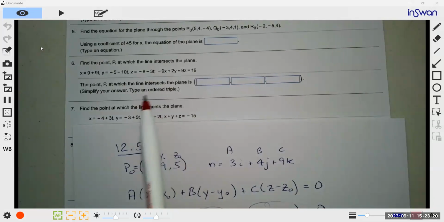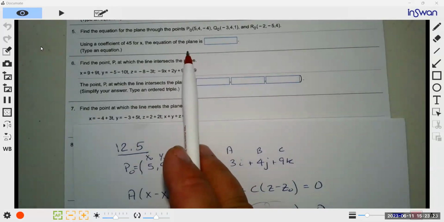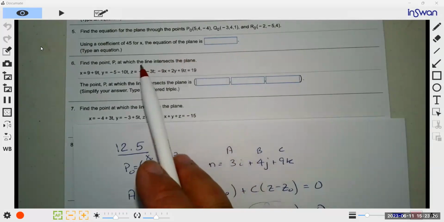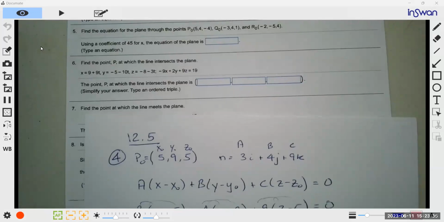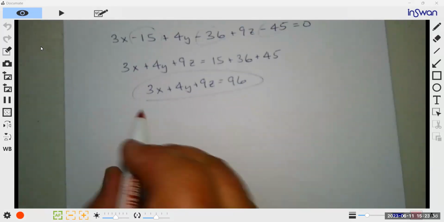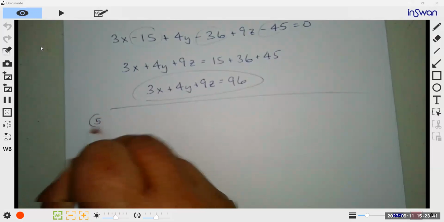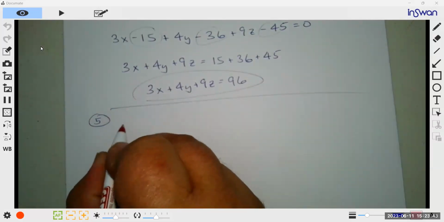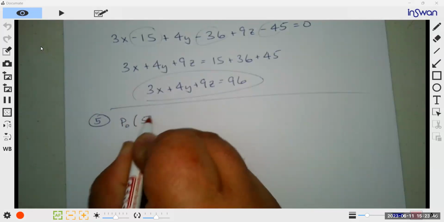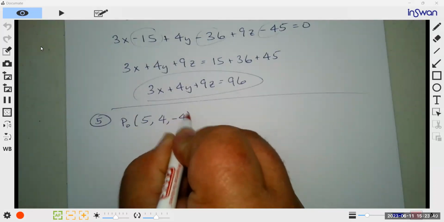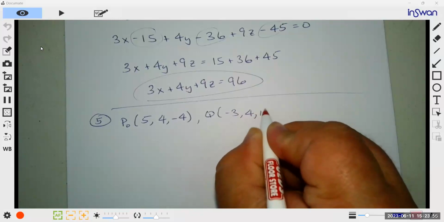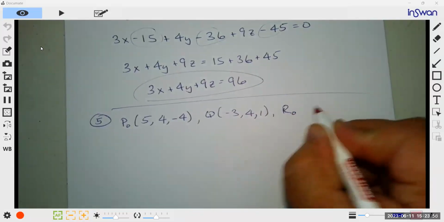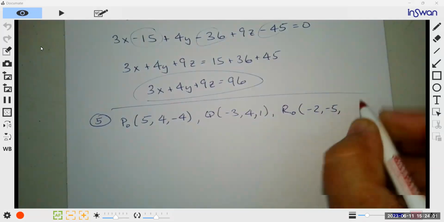Number 5, find the equation of the plane through the points P0, Q0, R0. Use the coefficient of 45 for x. So that was question number 4. Let's look at question number 5 then. P0 is (5, 4, -4), Q0 is (-3, 4, 1), R0 is (-2, -5, 4).